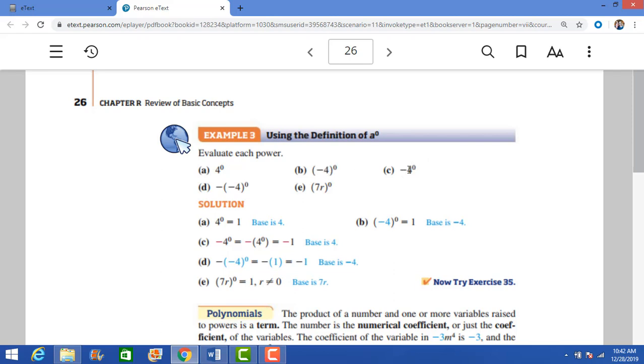This one, now remember, there's no parentheses here, so the negative sign is outside the power. So this is going to be 1, but it's going to be the opposite of 1, which is going to be negative 1. And then here, this is going to be 1, but then you have negative out here, so this is also going to be negative 1. And then this here is 7r to the 0 power. So this whole thing is to the 0 power. Okay. So this is also going to be equal to 1, as long as r is not 0, of course.